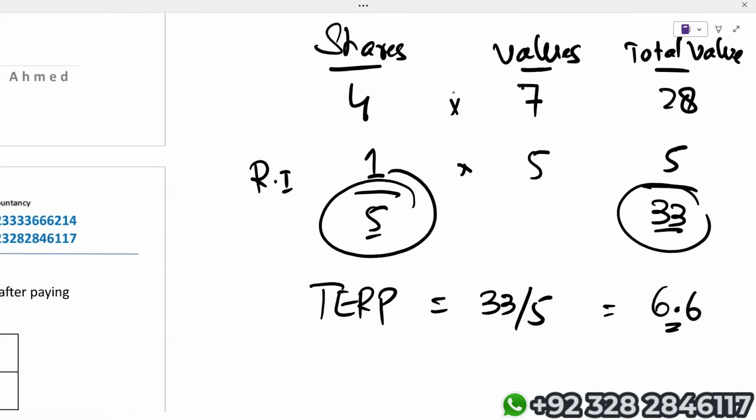So theoretical ex-rights price means share price after the rights issue. Share price after the rights issue is going to be 6.6. Is that clear? Kindly write in the chat box. And let me tell you one thing. First, you are writing rights issue and then you are writing existing shares, it makes no difference at all. Main thing is you should be able to calculate theoretical ex-rights price. Okay. Now kindly come here.